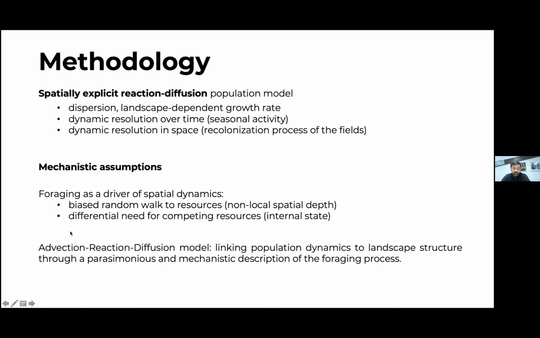Okay. So we can translate this as an advection reaction diffusion model. I will explain how we build that. As I said before, and I will certainly repeat again, what we want is a model where the population is very sensitive to the landscape change. So we need to really take the landscape into account in the population dynamics.